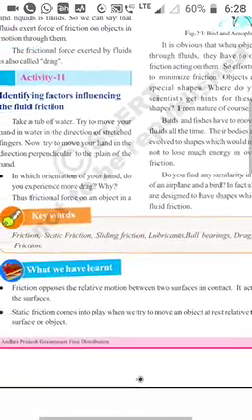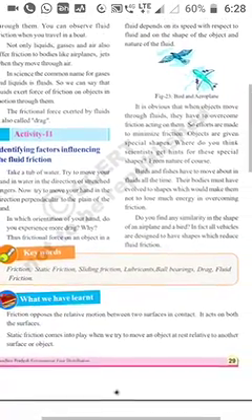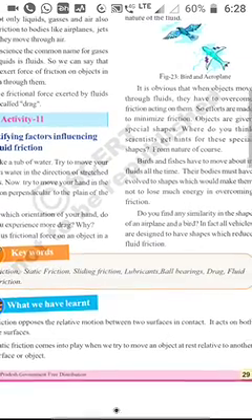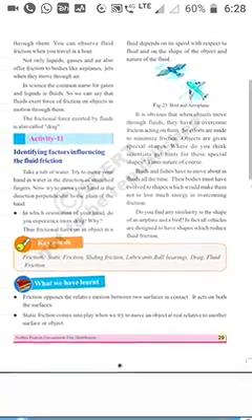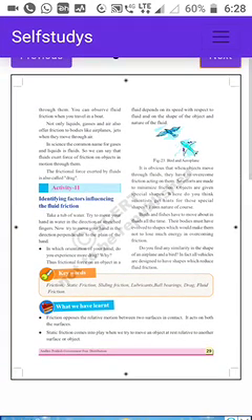So this is about the second chapter, friction. Here some keywords you have to observe: friction, static friction, sliding friction, lubricants, ball bearings, drag, fluid friction. So this is about the second chapter, friction.